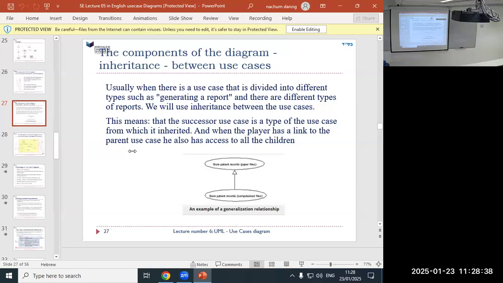When the player has a link to the parent, he immediately gets all the children, the bottom ones. But the reverse must not be true. If you have a link to the bottom one, then you don't link to all the top ones, because then why would you make the link to the top? If you mean to say.